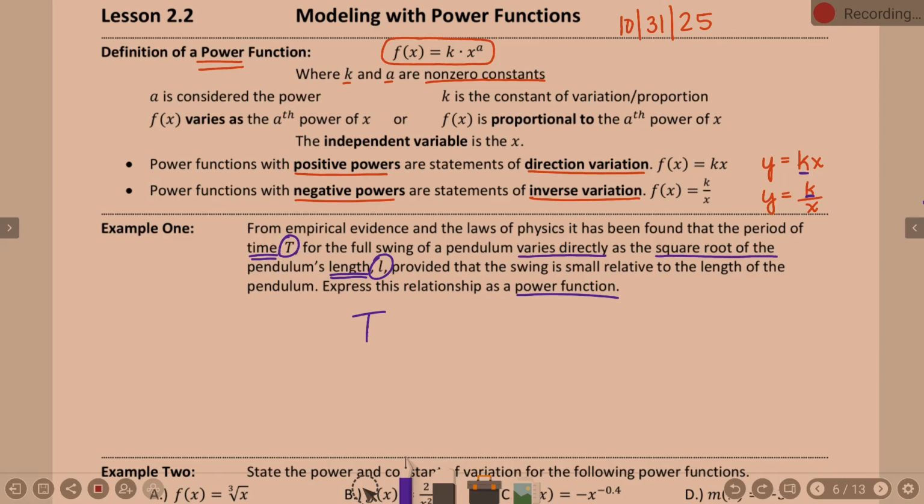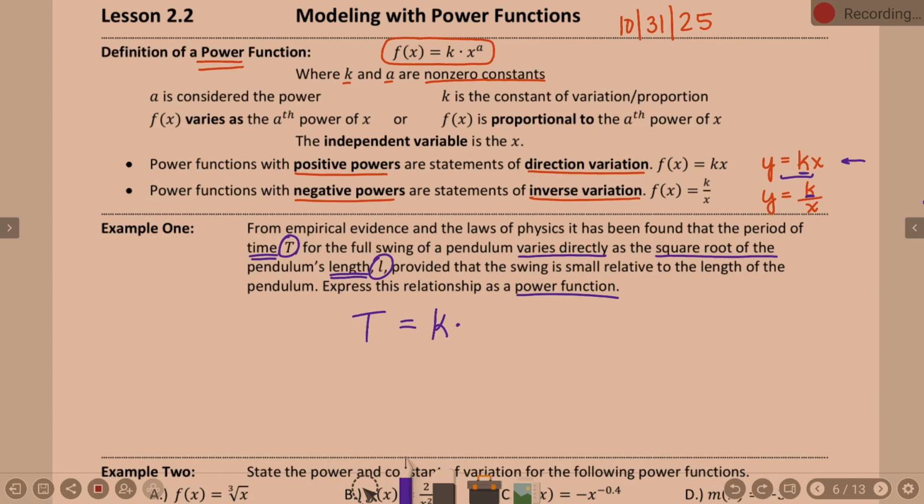So, time varies directly. Varies directly tells me I'm going to go for this format here, right? And this format is y varies directly with x. So varies directly says I'm going to say t equals. Varies directly means there's going to be some constant, so I'm going to use k times. What are we varying directly with? Length. There's a slight catch here, but yes, length. The square root of length.